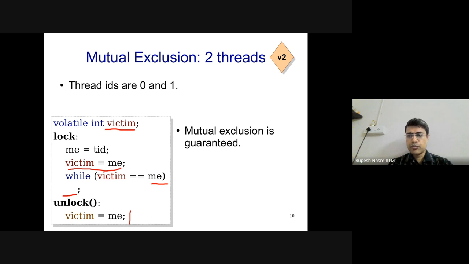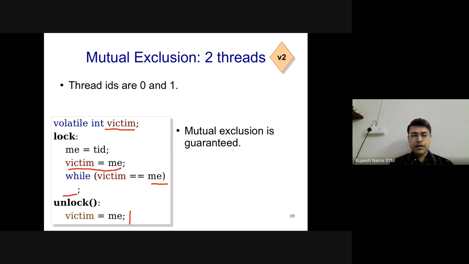Harshil says, what happens when both the threads run at the same time? Even if both the threads run at the same time, victim equal to me will be done by both the threads, and one of them will succeed. One of them will override the other. So the value of victim as checked in the next step will always be one of the two. It will not happen that one thread sees the value, right?